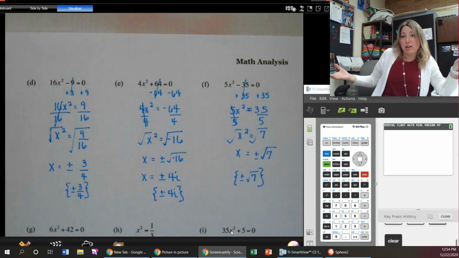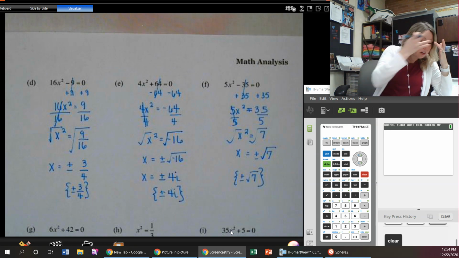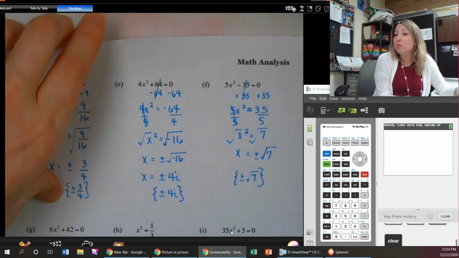That's it. I did my best to try and simplify it. I couldn't get any further. That's okay. As long as you're trying, right? You simplify anything you can.